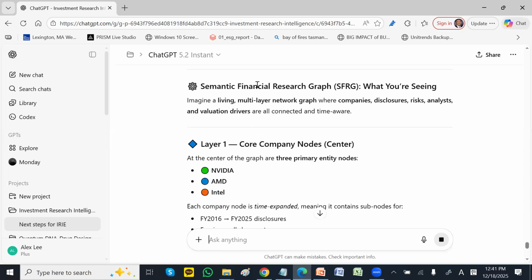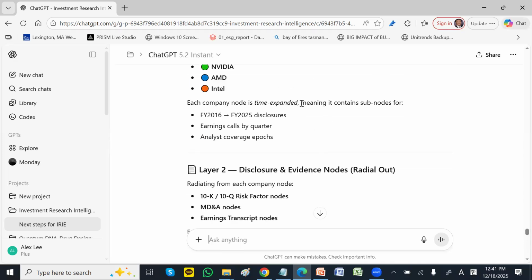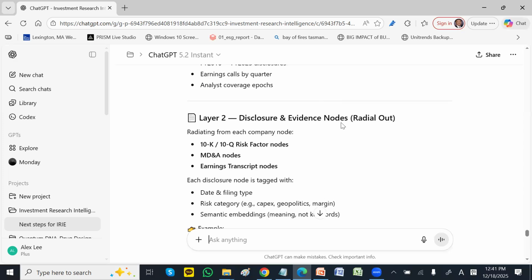So this is the semantic financial research graph. It shows a living multi-layer network graph where company disclosure, risk analysis, and valuation drivers are all connected and time-aware. The core company nodes are NVIDIA, AMD, and Intel. Each company node is time-expanded, containing subnodes, for example the fiscal year from 2016 to present, earnings calls by quarter, analyst coverage, and then disclosure evidence nodes.